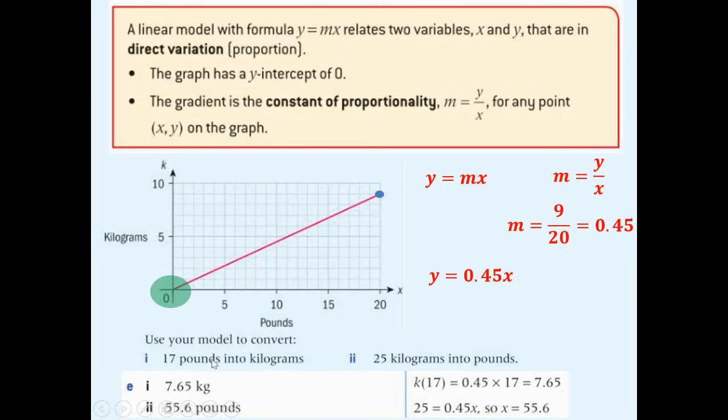Let's try. First one, 17 pounds. So pounds is your input value, goes in here, multiply by 0.45, and we get 7.65 kilograms. Second one, you are given a kilogram value, so you're given the y value, put y here, and solve for x. 55 is the answer there.